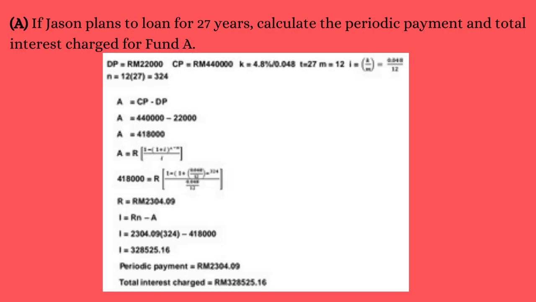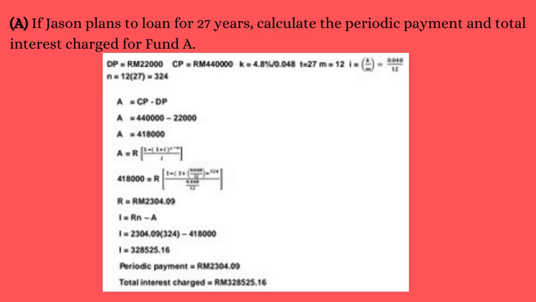I equal to K over M. K is 0.048 over 12. N equal to 12 times 27. And the answer is 324. First, I want to find the annuity. So I use the formula A equal to CP minus DP.